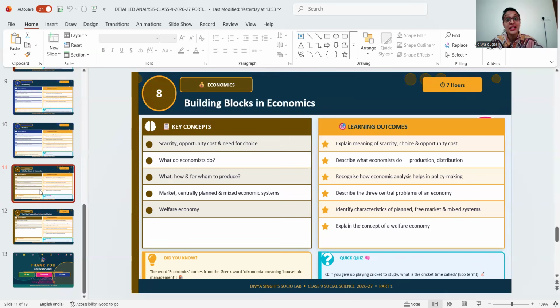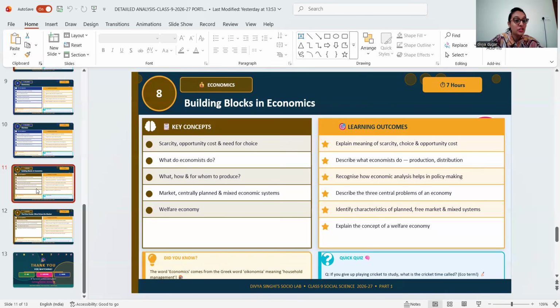वी आर गोइंग टू स्टडी इन डिटेल अबाउट दैट. ऑल्सो हमारी एक और इकोनॉमी होती है वेलफेयर इकोनॉमी, उसके बारे में भी हम इसमें डीप एनालिसिस करेंगे. ओके, एंड चिल्ड्रन, हमारी इकोनॉमी में हमें क्या प्रोड्यूस करना, व्हाट टू प्रोड्यूस, हाउ टू प्रोड्यूस, ये सारे कॉन्सेप्ट, प्रोडक्शन, डिस्ट्रीब्यूशन, वी आर गोइंग टू स्टडी इन दिस चैप्टर.